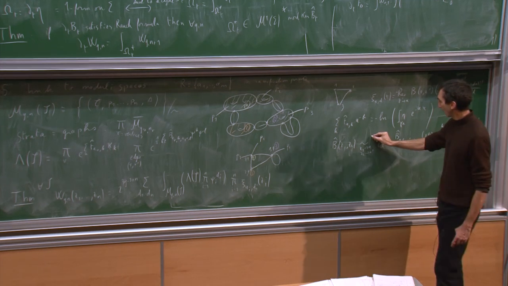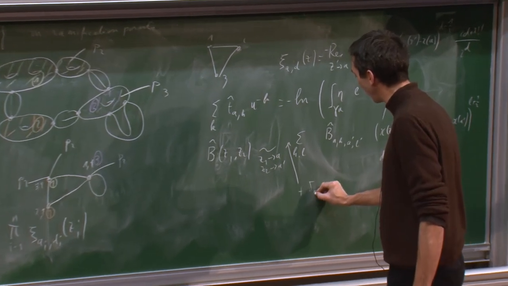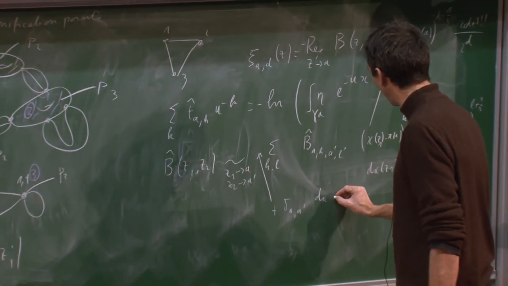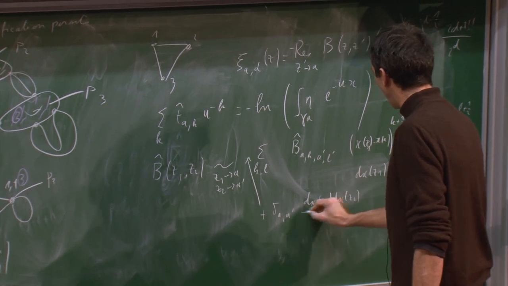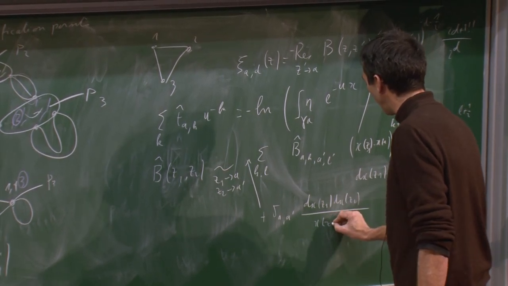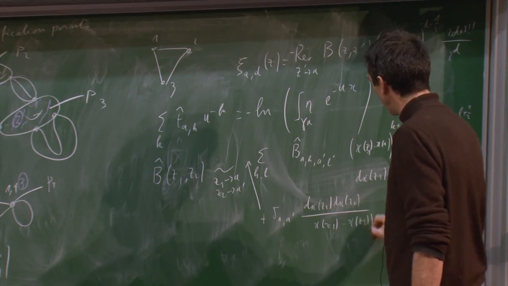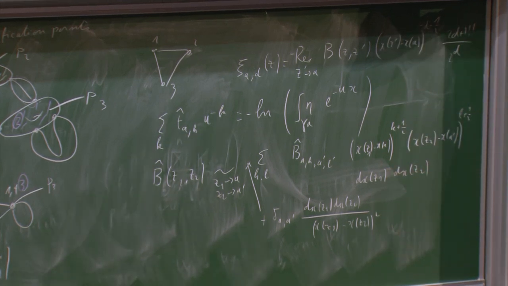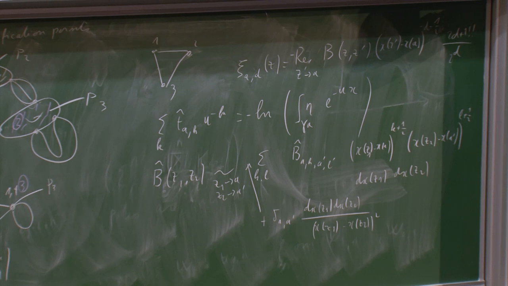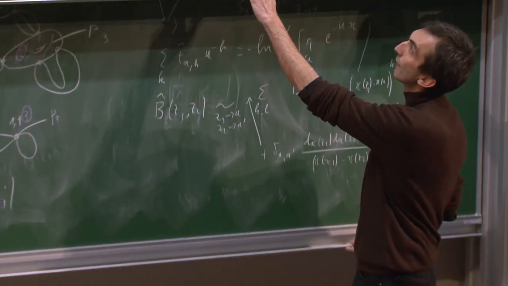And well, there was also the double pole. Okay, and here there is plus delta a a prime, dx of z1, dx of z2, over x of z1 minus x of z2 squared, or something like that. Okay. Well, so they are just the coefficients in the Taylor expansion. Let me show you a very quick application of that.